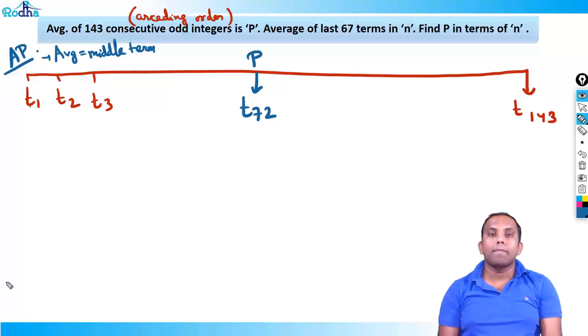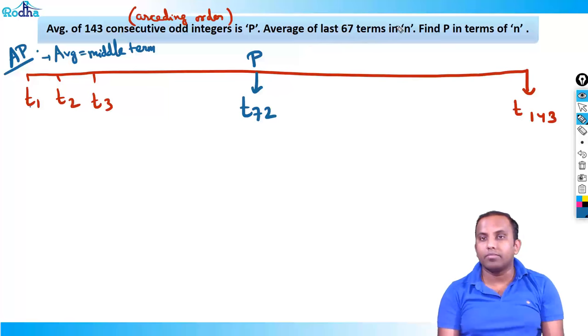Okay. Now, the average of the last 67 terms is N. So what are the last 67 terms? 143 minus 67 is 76. So it should start from T77.